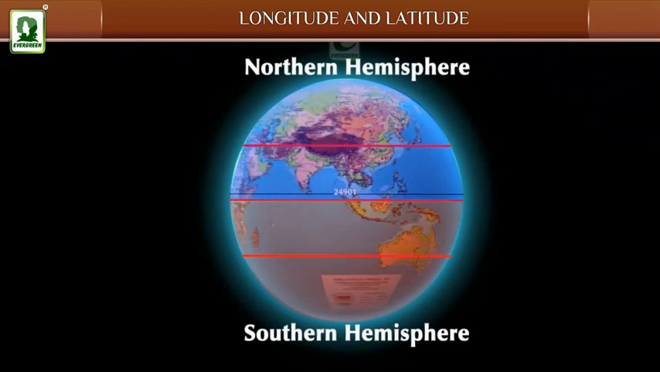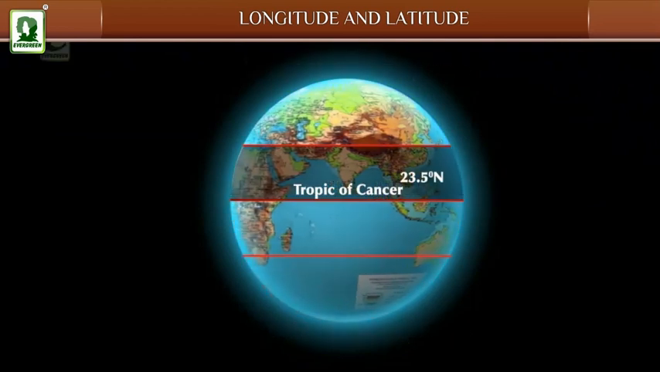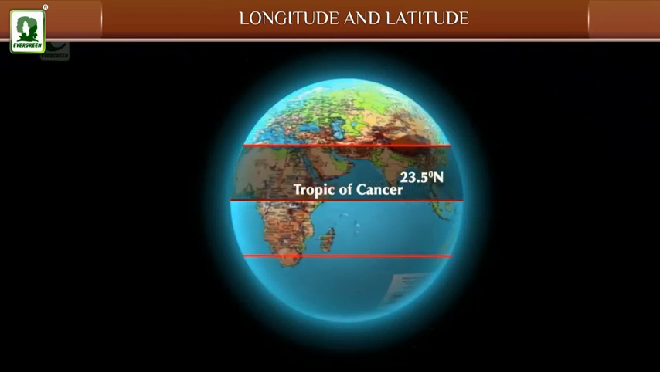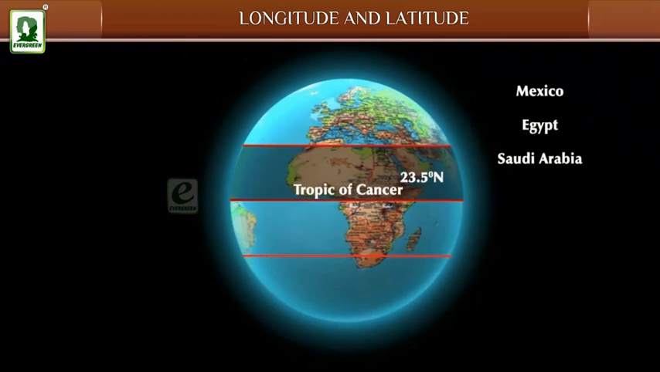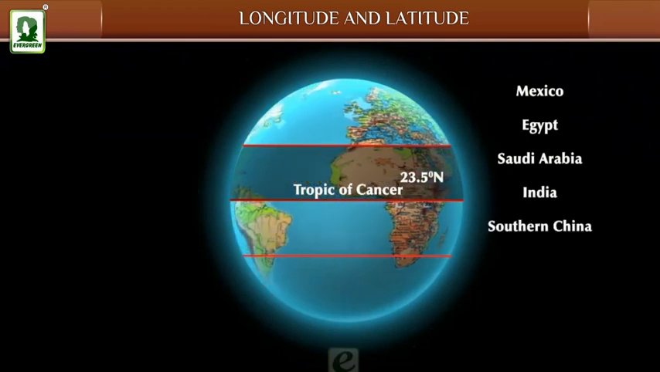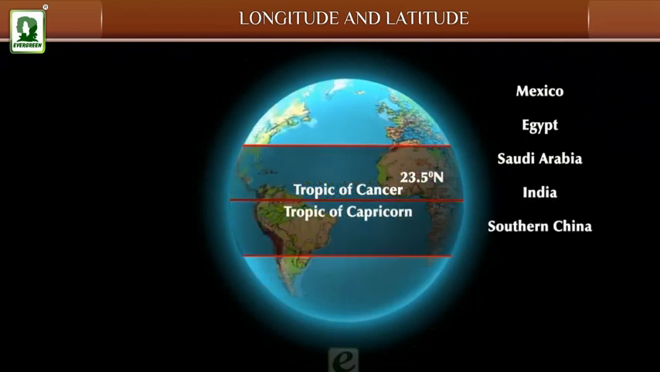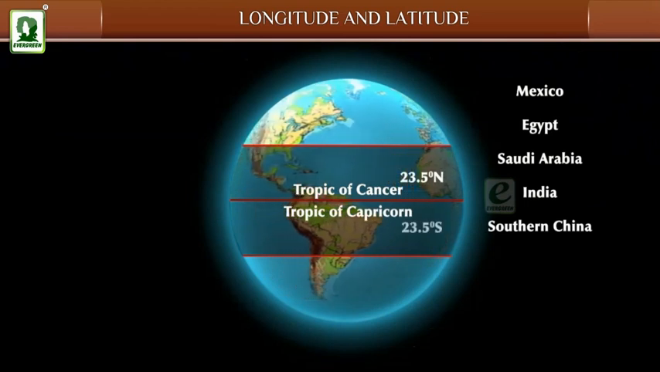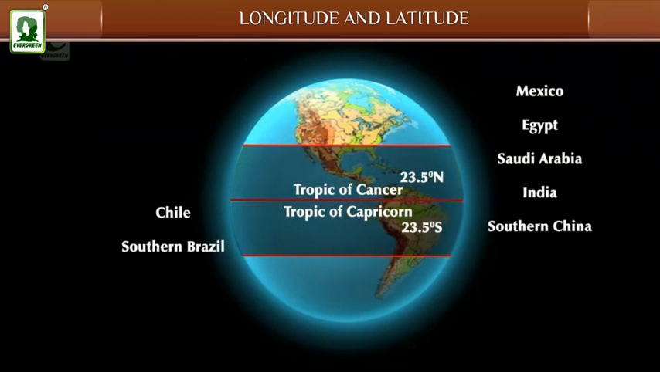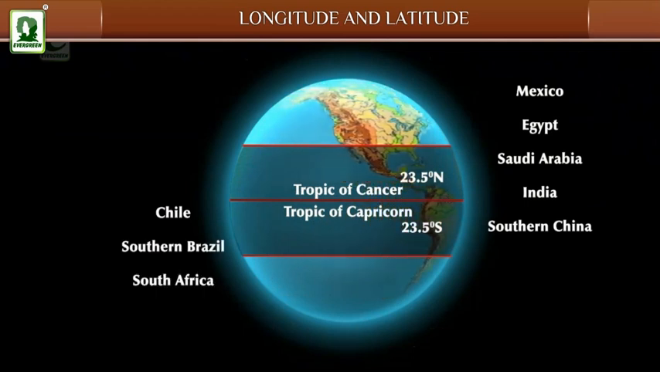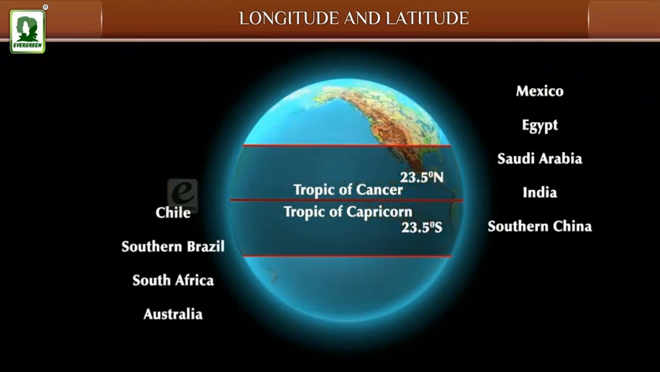Tropic of Cancer. It is located at 23.5 degrees north. It runs through Mexico, Egypt, Saudi Arabia, India and southern China. Tropic of Capricorn. It is located at 23.5 degrees south. It runs through Chile, southern Brazil, South Africa and Australia.